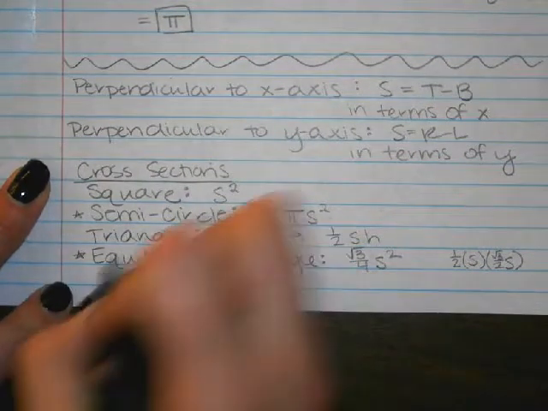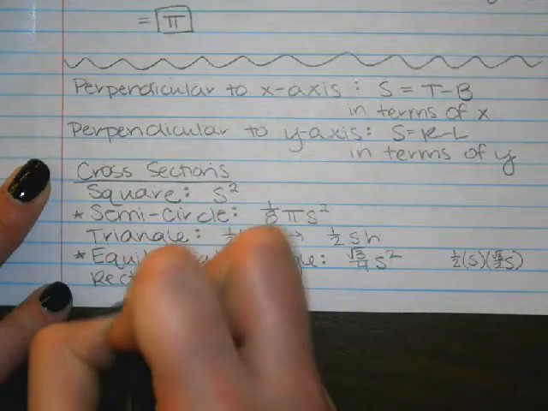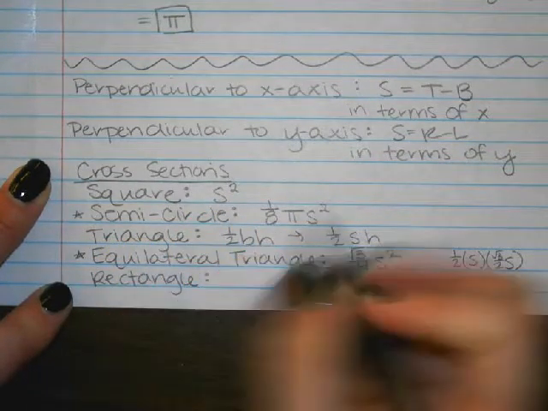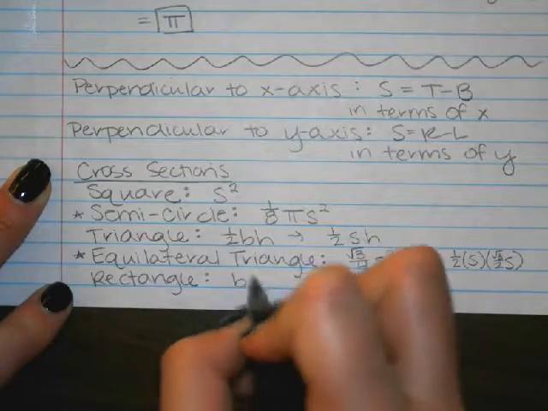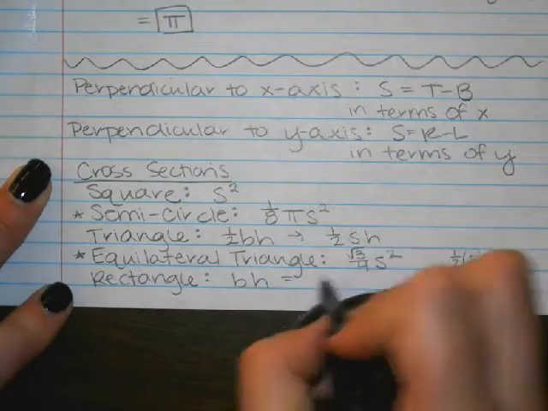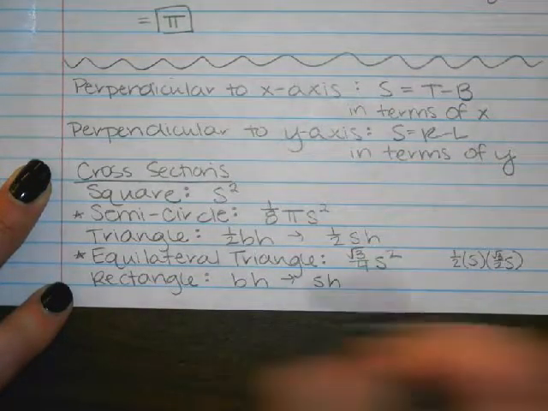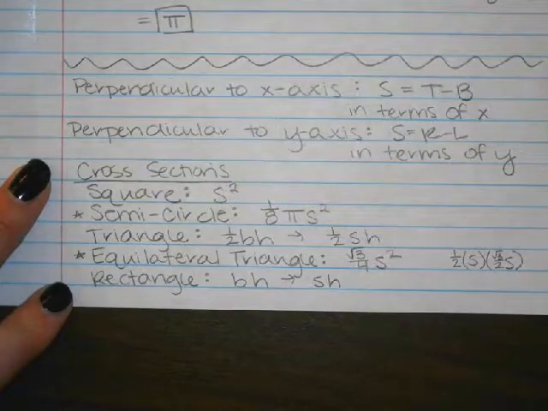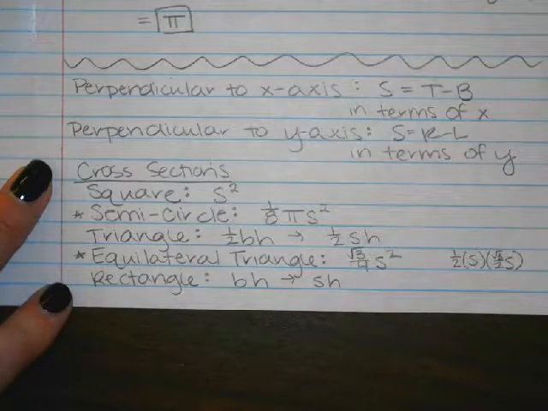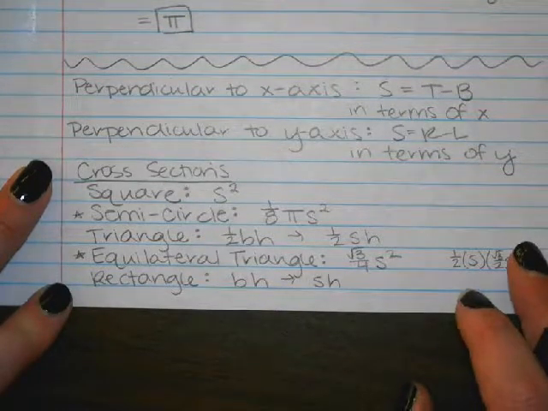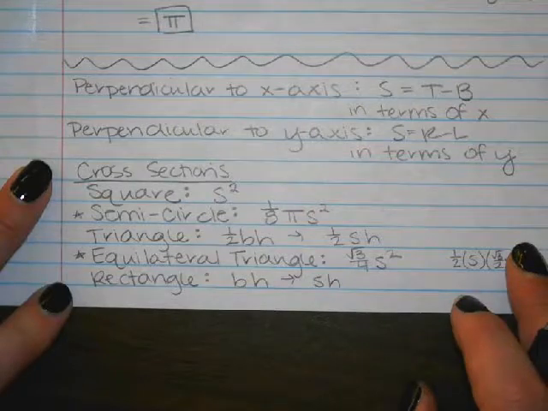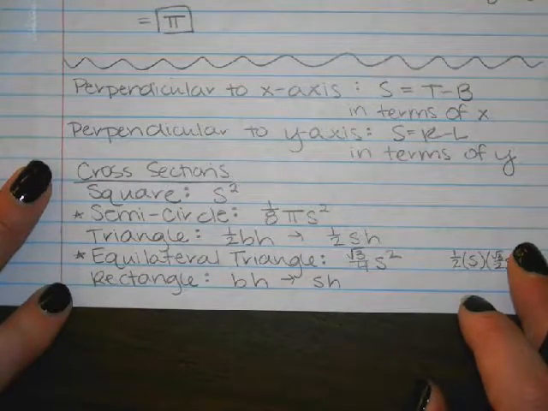And then the last one I'm going to say is a rectangle, and that is base times height, which is going to be S times H. And the H can change. So like the rectangle we did, we said the height was 3 times the base. So we had S times 3S. But they could say the height is twice the base, or they could say the height is 5 times the base. They could say whatever they want, okay? They could say the height is 5 every single time, and then it would just be S times 5, okay?